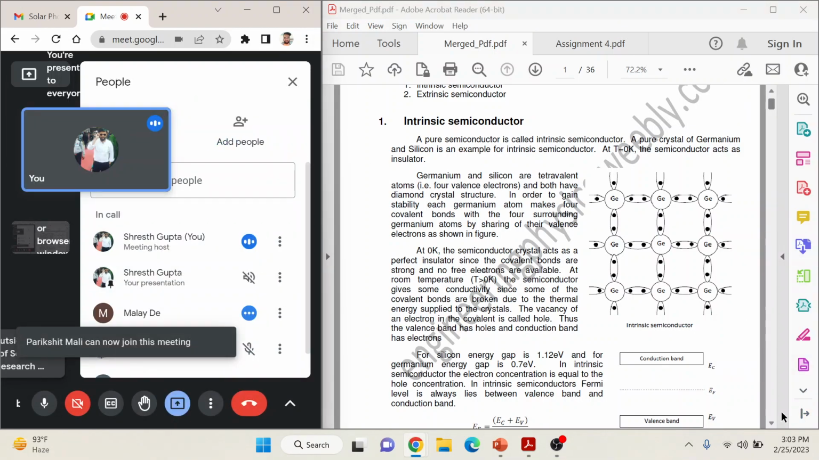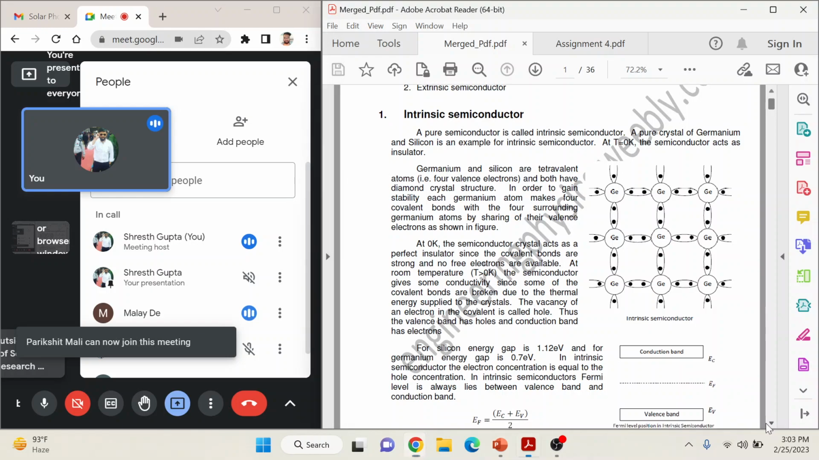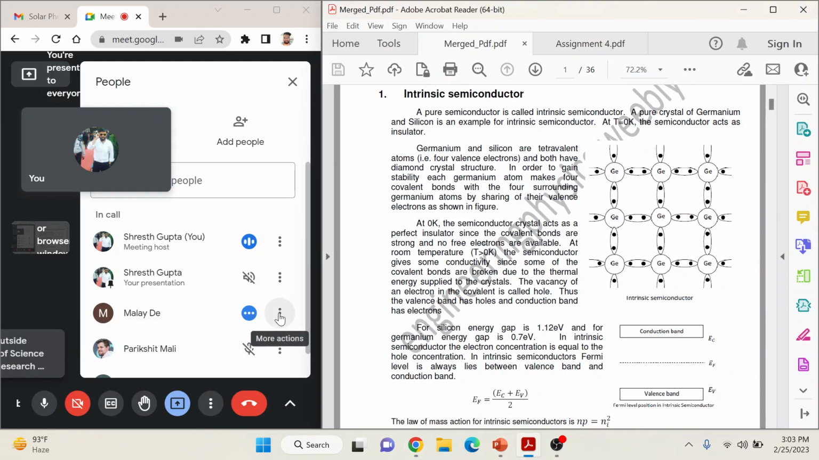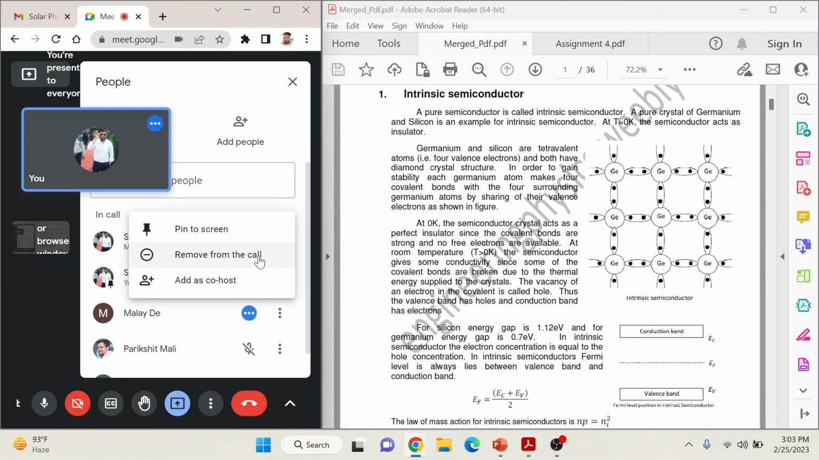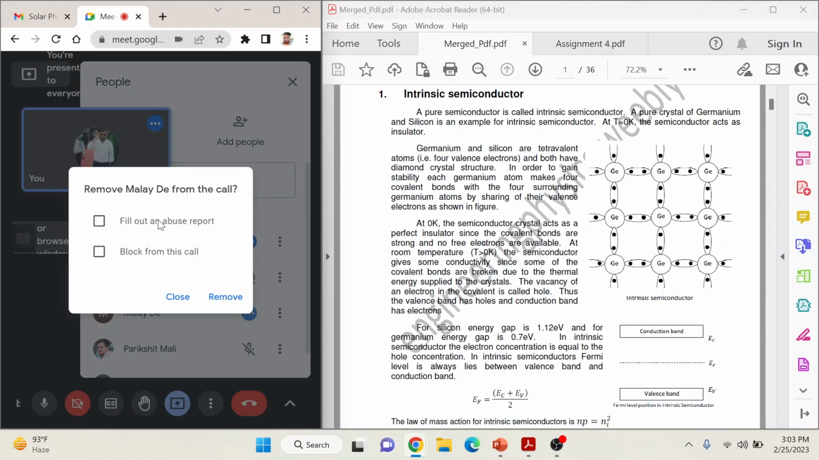then there was a concept of Fermi level, and oh God, I think I have to remove him from the call. What should I do?